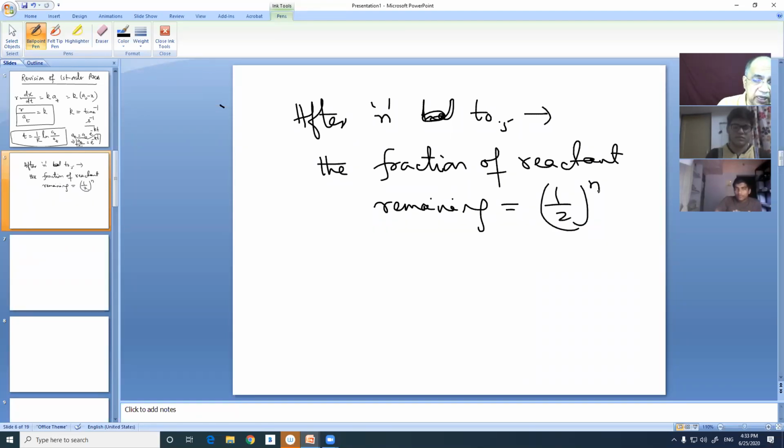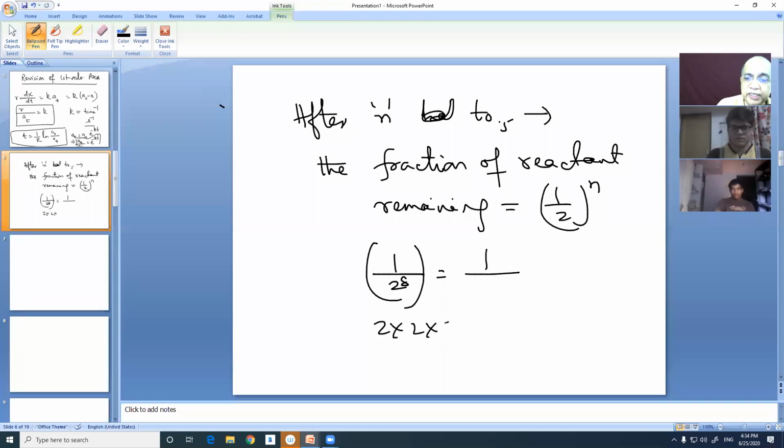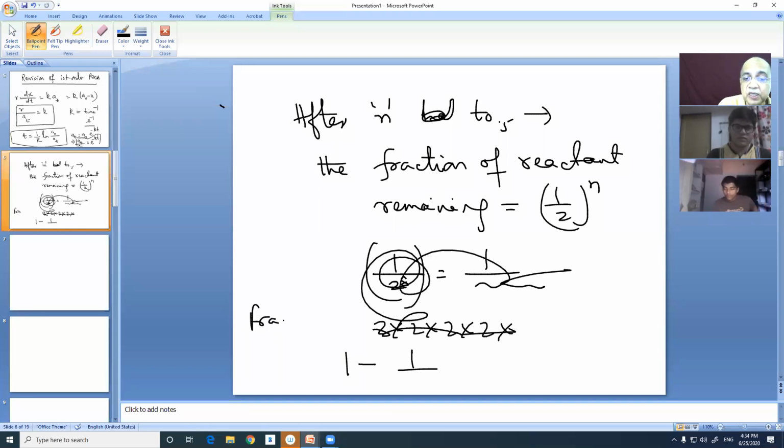And in this question that I asked you, after 8 half-life periods, it will be half to the power 8. That means 2, 4, 8, and you continue to multiply 8 times, and whatever will be the factor here, that will be the fraction. And what is the fraction converted? 1 minus that. Now write down here, fraction completed is equal to 1 minus half to the power n.